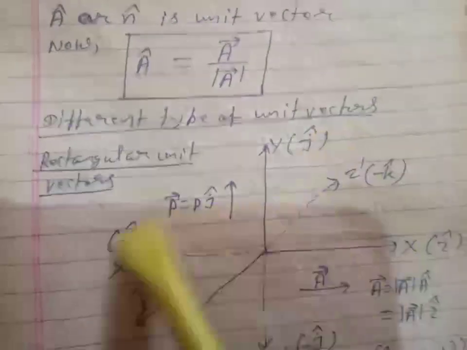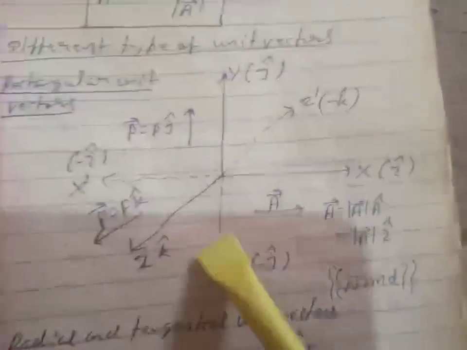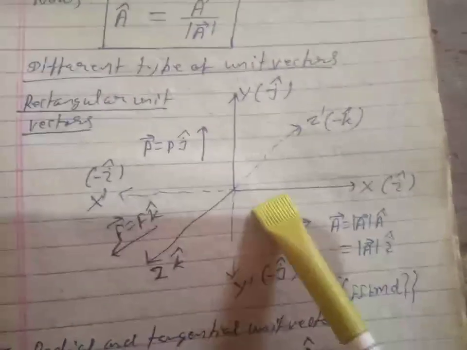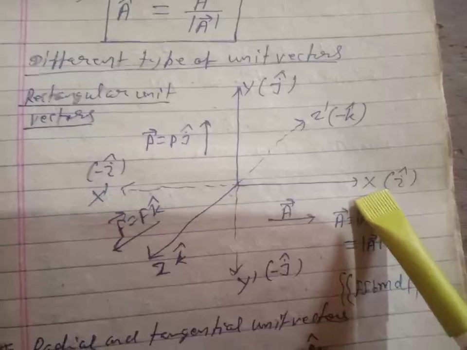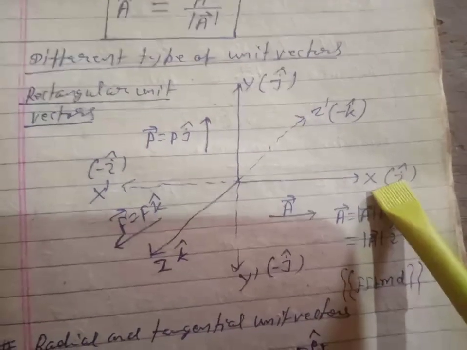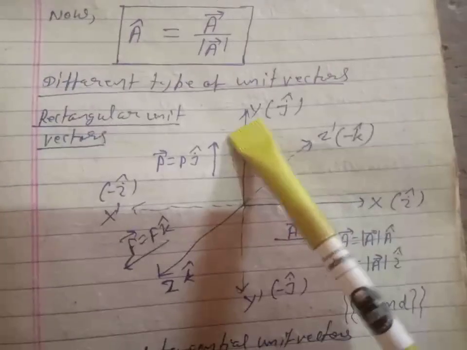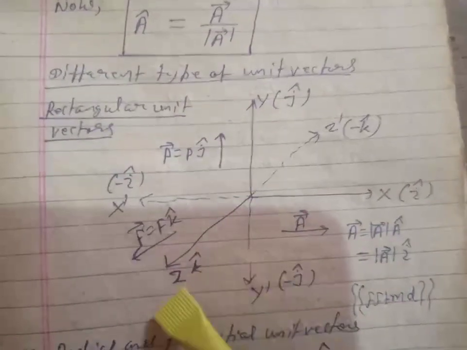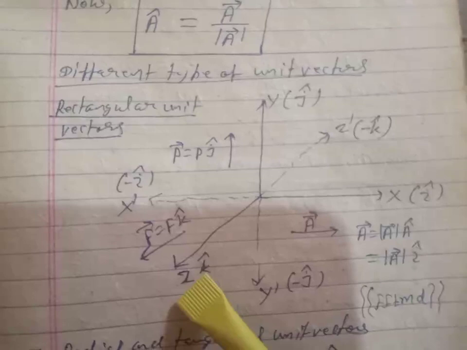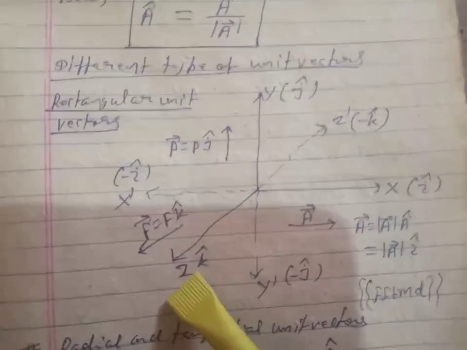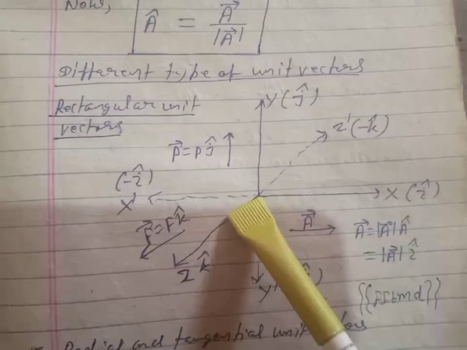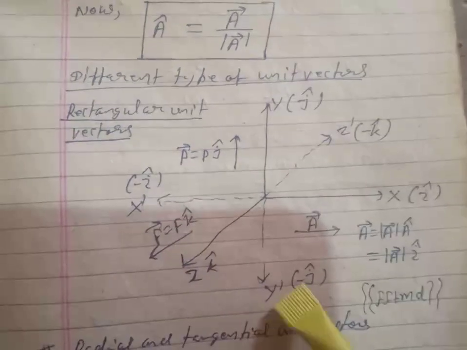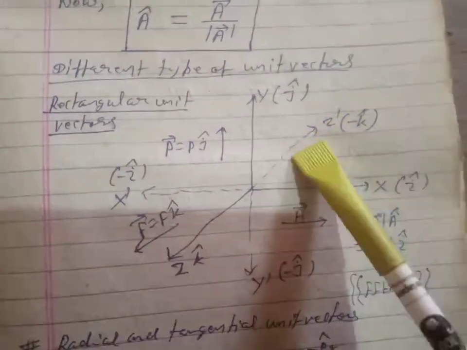Different types of unit vector. Rectangular unit vector. Here a rectangular coordinate axis is shown. If we have to show the direction along the x-axis, then we use i cap vector as a unit vector. Similarly, for the y direction we use j cap, and for the z direction, that is perpendicular to the plane, we use k cap unit vector to represent the z direction.